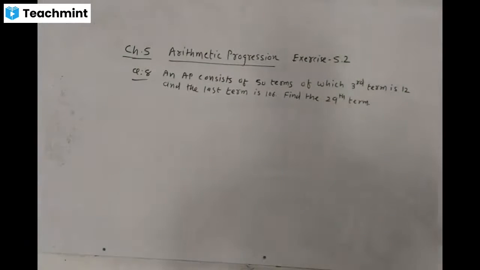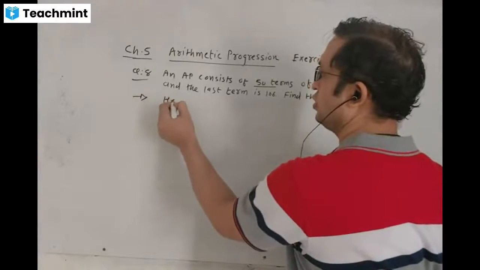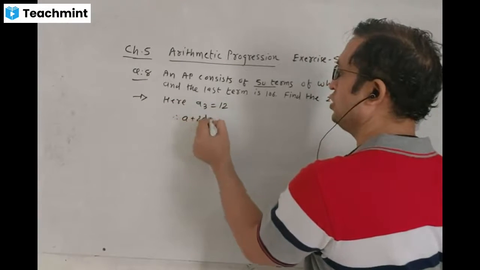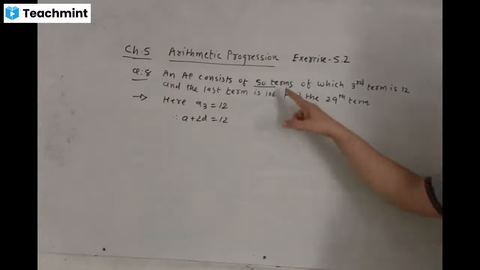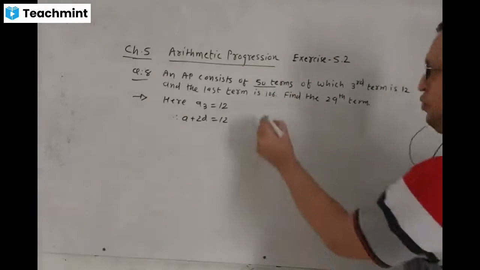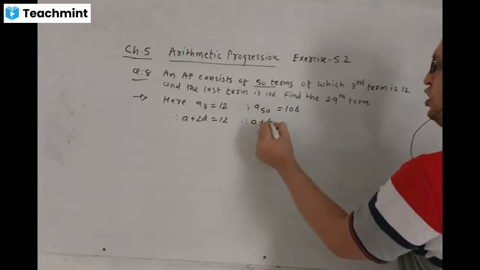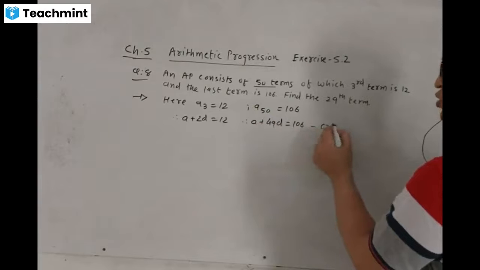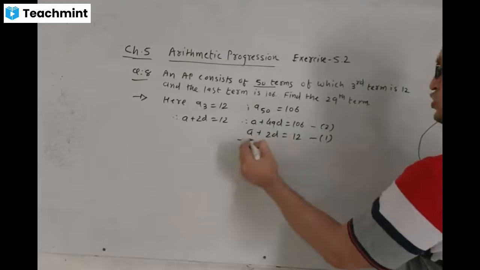Here in an AP, there are 50 terms. Total terms are 50. The third term is 12. The third term is a plus 2d, that is equal to 12. And the last term is not the 29th term. The last term is a50. A50 is equal to 106. A50 means a plus 49d, that is equal to 106. That is equation number 2. And equation number 1, a plus 2d is equal to 12. Subtract them.